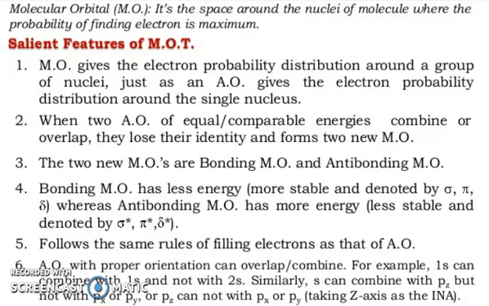Now, the second important salient feature of molecular orbital theory: when two atomic orbitals of equal or comparable energies combine or overlap, they lose their identity and form two new molecular orbitals. The two new molecular orbitals are the bonding molecular orbital and the anti-bonding molecular orbital. The bonding molecular orbital has less energy, is more stable, and is denoted by sigma, pi and delta, whereas the anti-bonding molecular orbital has more energy, is less stable, and is denoted by sigma star, pi star and delta star. It follows the same rules of filling electrons as atomic orbitals.